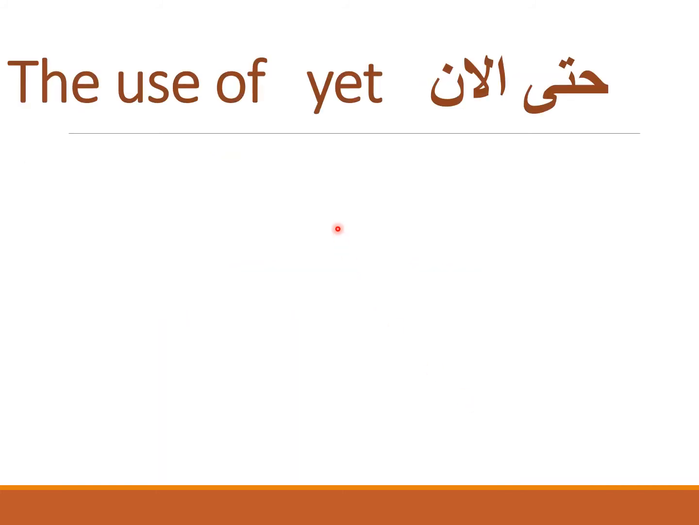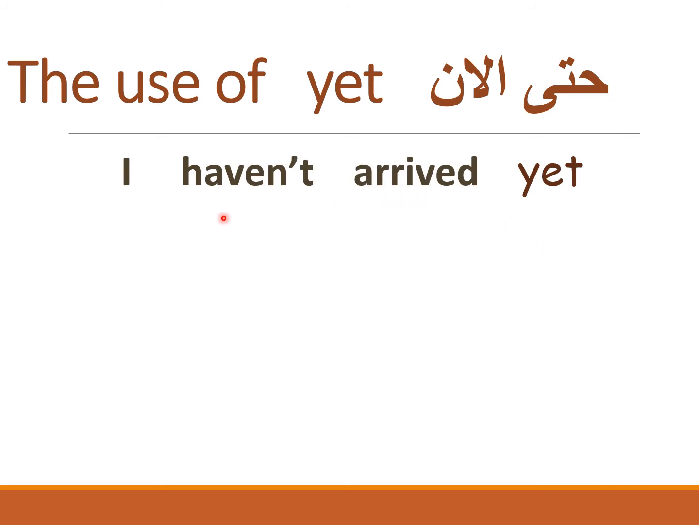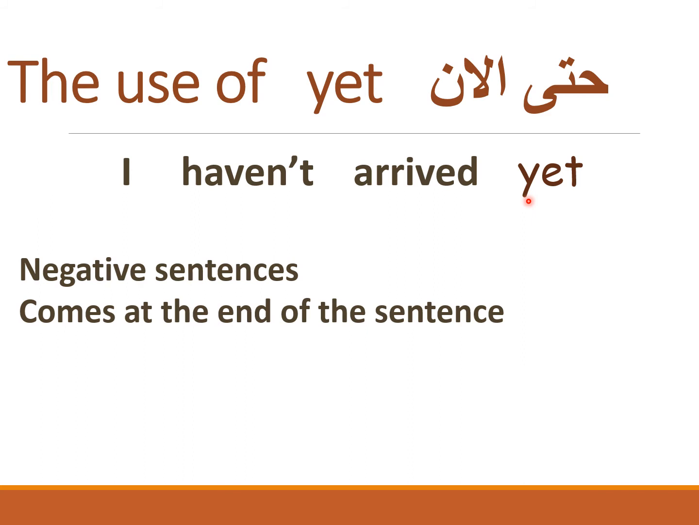The second keyword, this is yet. Yet comes at the end of the sentence as we see here, and with negative sentences. I haven't arrived yet. I haven't, this is the helping verb with not, arrived yet. We can't say just. I haven't just arrived. No, it's wrong. If we want to use a negative form in present perfect, we use the keyword yet, and it comes at the end of the sentence as we see in this example.